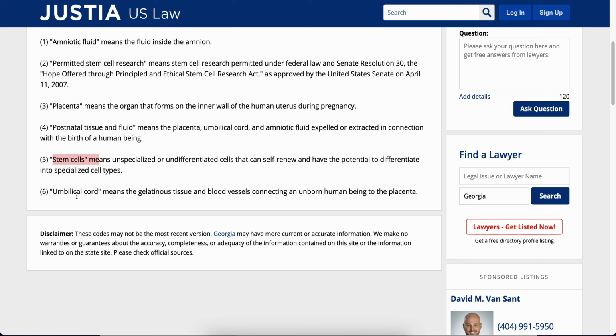And then they talk about the umbilical cord. The umbilical cord is gelatinous tissue and blood vessels connecting an unborn human being to the placenta. We already know what that is, but notice these terms right here. These are what they're talking about. They're gathering up. So when a woman has a baby, all this stuff they gather up. They use all that.